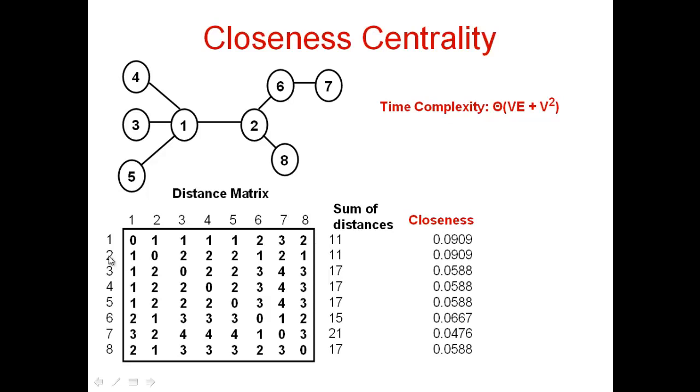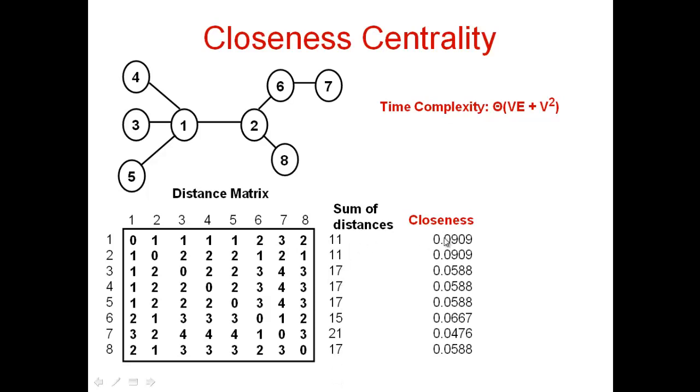So for vertex 2, it is distance 1 to 1, to itself is 0, to 3 it is 2, to 4 it is also 2, to 5 it is 2, to 6 it is 1, to 7 it is 2, to 8 it is 1. Okay, so once you get the distance matrix, you find the sum of the distances. So 1 plus 1 plus 1 plus 1 plus 2 plus 3 plus 2, that is 11. Similarly for 2 it is 11 and so on.